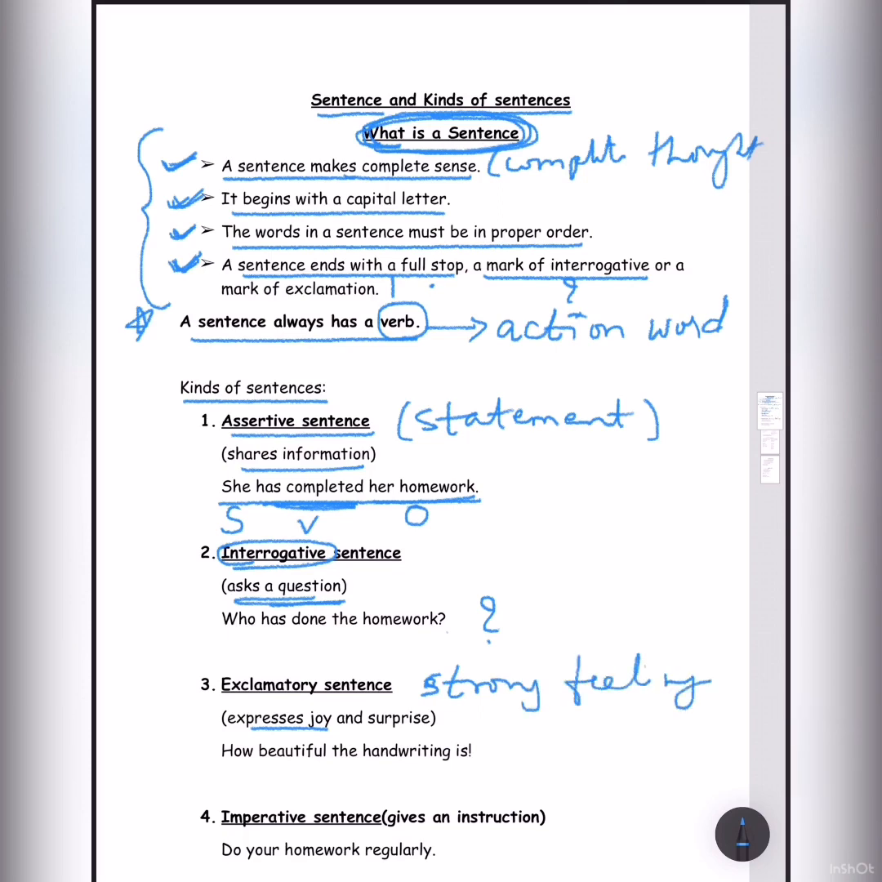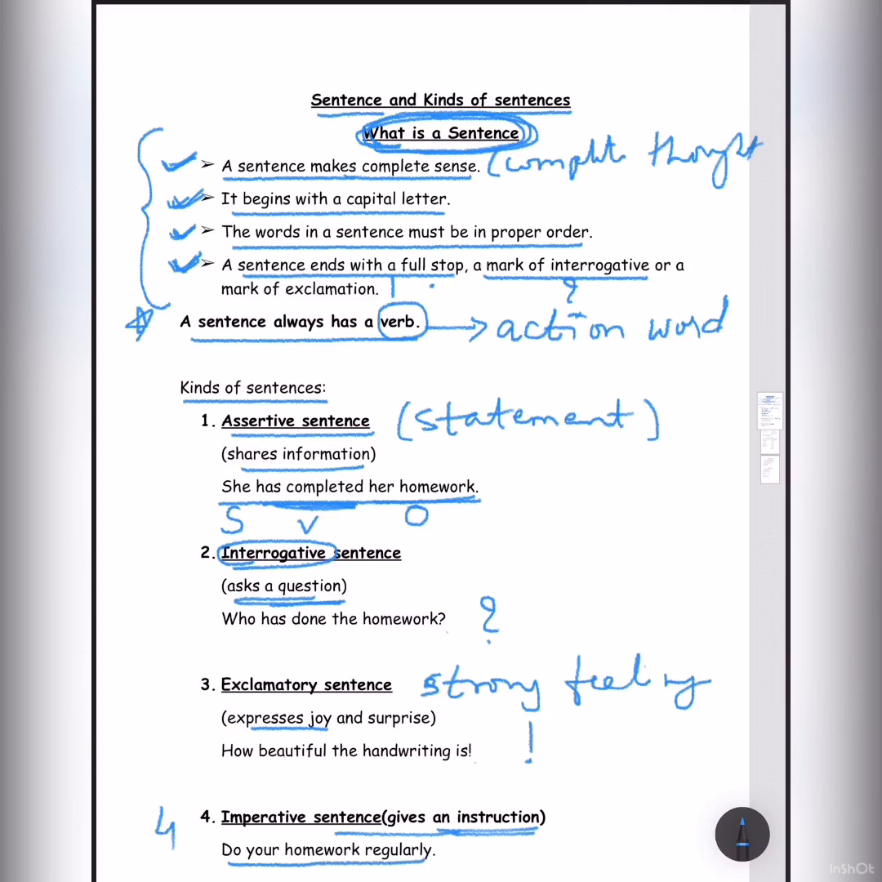For example, how beautiful the handwriting is. So you are very happy, you want to show an expression of joy, and for that you will say how beautiful the handwriting is, and it ends with an exclamatory mark. The fourth is imperative sentence. Any sentence that gives the expression of a request, suggestion, command, advice will fall under this category. For example, do your homework regularly.